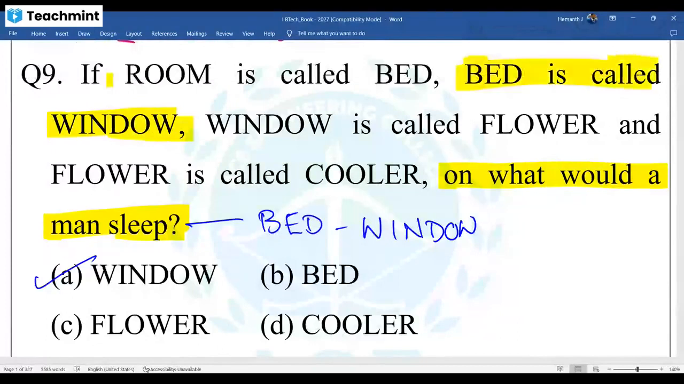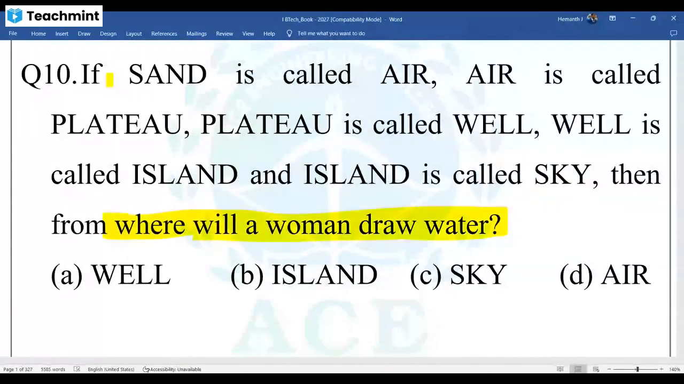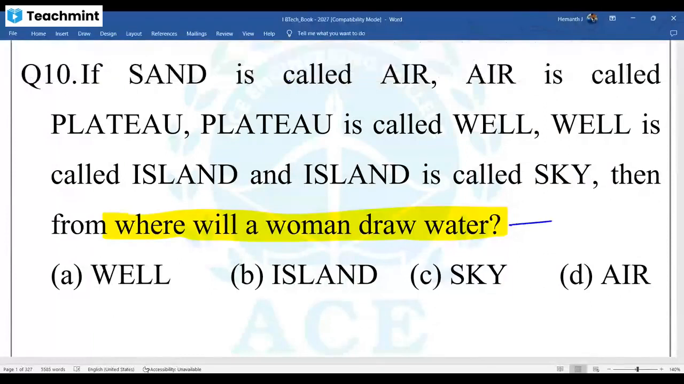So see the next question. What is the last line? Where will a woman draw water? Some people will say lake, river and all, but it's not there in the question. I clearly mentioned the last line's related word in the question. We don't have river or lake, we have well. Where will a woman draw water? From a well. Well is called, so your answer is sky or island? Island. Don't extend, island is sky, no need to extend like that. Women draw water from well. Well is called island.